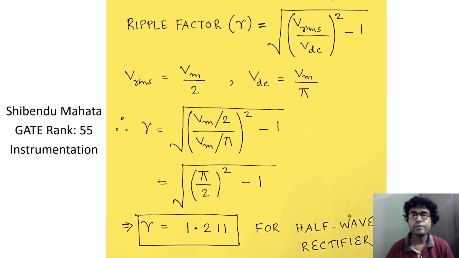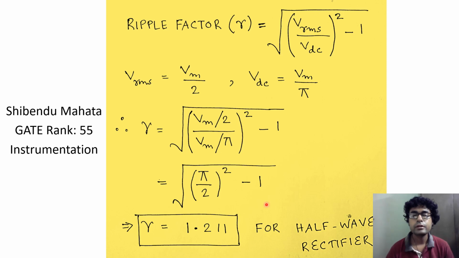So this should be reflected in our ripple factor, and by definition we have root under (Vrms by Vdc) whole square minus 1, and so we can substitute the value of Vrms, which is equal to Vm by 2, and we can substitute the value of Vdc, which is equal to Vm by pi, and then carry out this calculation, and the ripple factor comes out to be 1.211. So this is the ripple factor for a half wave rectifier.